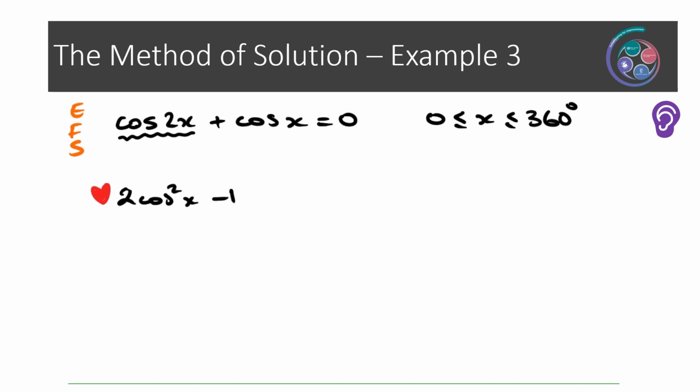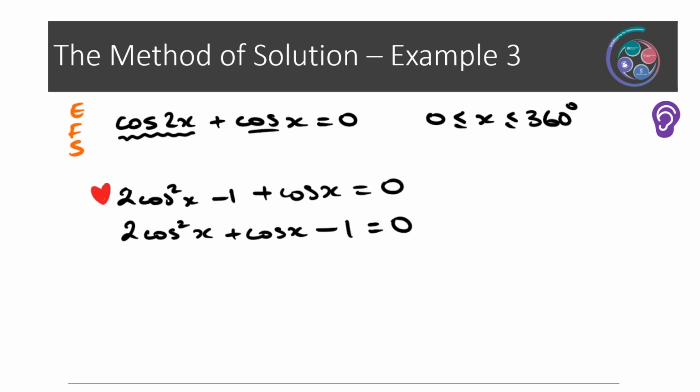Okay, so I've picked the correct expansion, 2 cos squared x minus 1, based on the fact it's got coses in it, and there's coses in the question here, plus cos x is equal to 0. Now, before I do any factorising, it would be a good idea if I could get it into the quadratic form. So the squared term, then the linear term, and then the constant term at the end. So 2 cos squared x plus cos x minus 1, written like that.